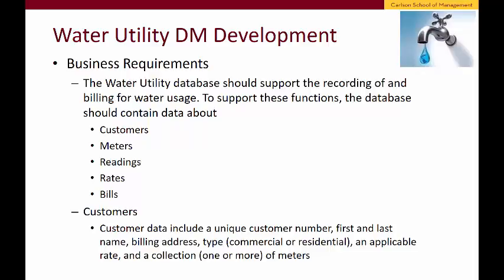Starting at the beginning of the last sentence, we need data about the customers to include the unique customer number, first and last name, address, residential or commercial type, applicable rate, and 1 or more meters. Notice that the reference to meters is actually a relationship rather than an attribute. One customer can have 1 or more meters. Presumably, commercial customers are those with multiple meters at several facilities.